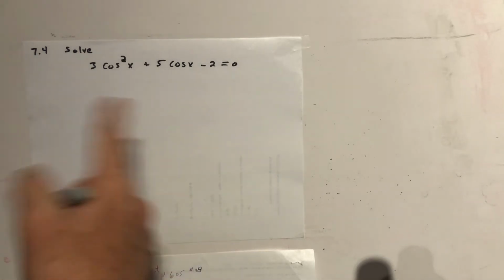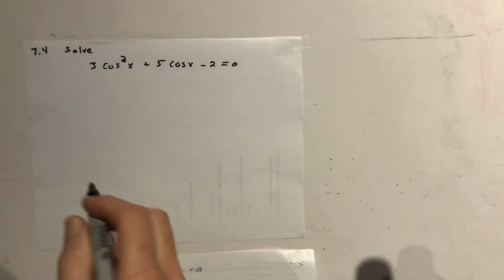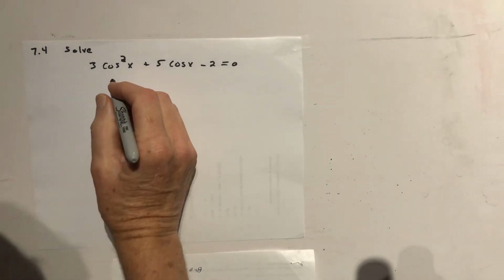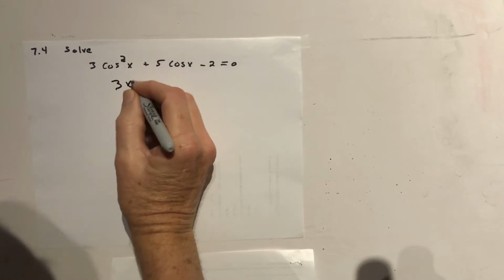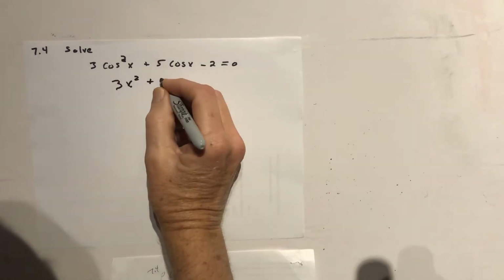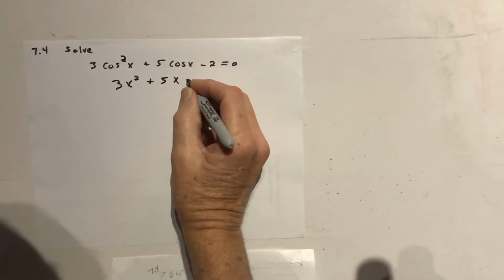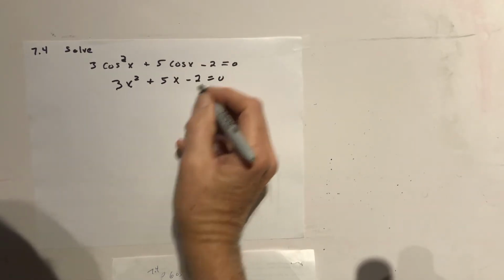Here is a factoring problem where we have to solve an equation by factoring. It's from 7.4. To me it's a little hard to factor when I see the word cosine, so I'm going to write it without the cosines. So it'd be 3x squared plus 5x minus 2 equals 0.